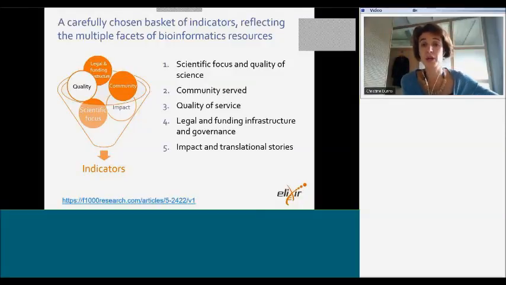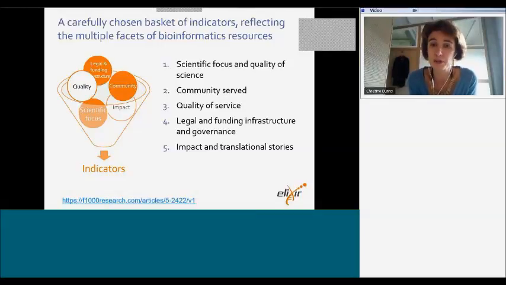They're grouped in 5 categories. The first one is measuring scientific focus, quality of science. The second one is measuring usage. Third category, the quality of the service. The fourth category is all about the legal and the governance infrastructure. And then the last category is about impact and translational stories.